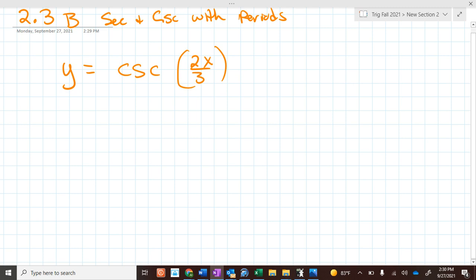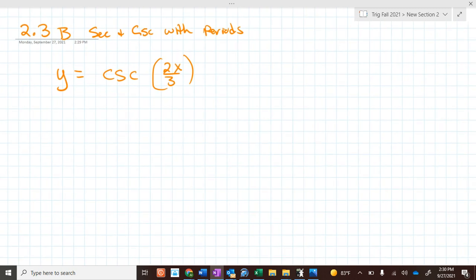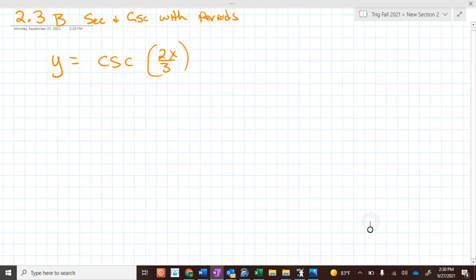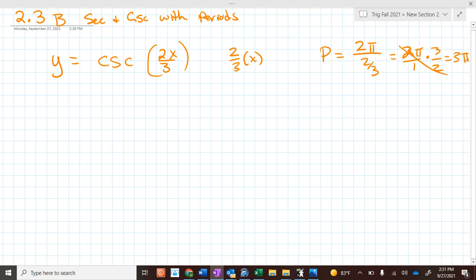What in the heck happens there? Well, what is 2/3 x? It's 2/3 times x, right? So if we're talking about period, it equals 2 pi divided by 2/3, which is the same as 2 pi over 1 times 3 over 2. The 2's cancel, and it's 3 pi. So our period, instead of being 2 pi long, is going to be 3 pi long.